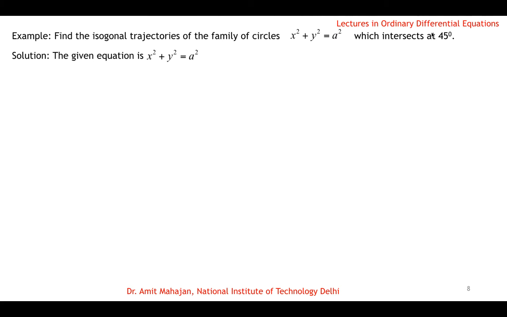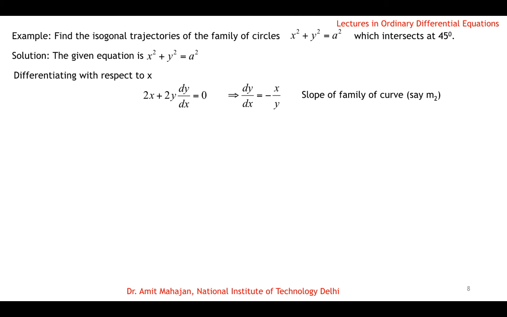The given equation is a one parameter family of circles. Step 1 is to construct the differential equation for this, so we differentiate once with respect to x. So 2x plus 2y dy by dx equal to 0. Immediately we have that dy by dx is minus x by y. This is the differential equation for this family of circles, the differential equation for the given curve, and we call its slope m2.